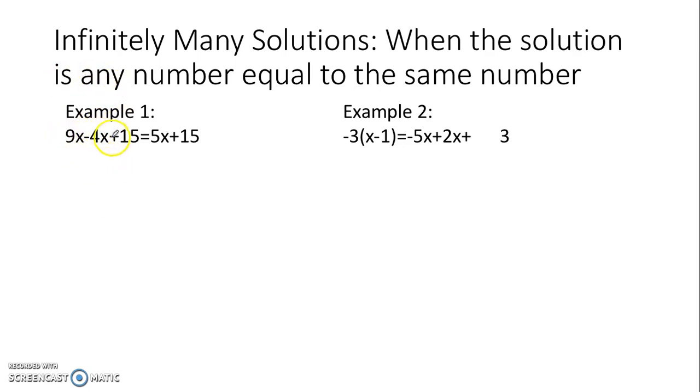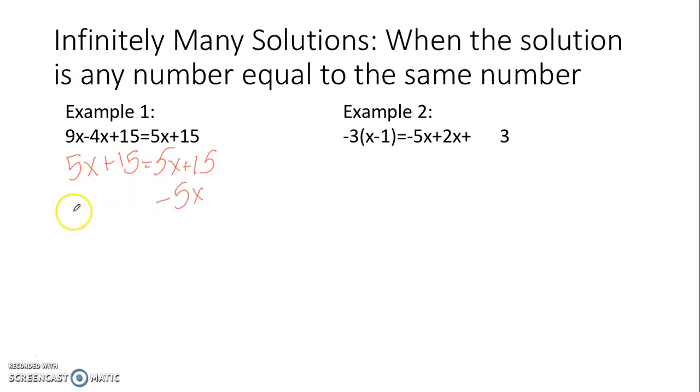Example 1, 9x minus 4x plus 15 is equal to 5x plus 15. The first step for this one would simply be combining like terms. So 9x minus 4x is equal to 5x, plus 15 is equal to 5x plus 15. Some of you might notice these are the same, and that's kind of a key thing that we're going to notice here. But let's just keep going to see how that figures out.